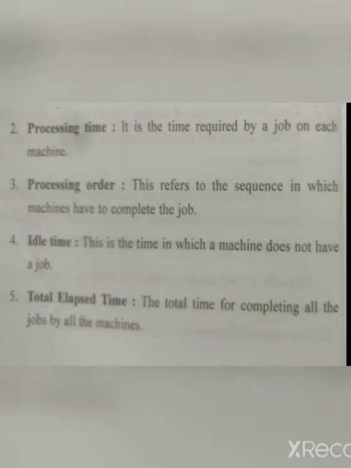Total elapsed time. The total time for completing all the jobs by all the machines. Suppose we are going to do 5 jobs, all the 5 jobs should be completed by all the machines, and we get one time. So that is your total elapsed time.